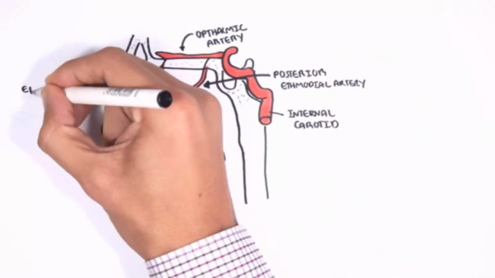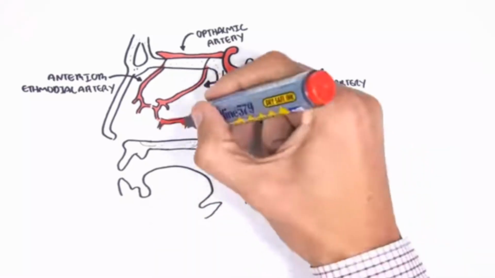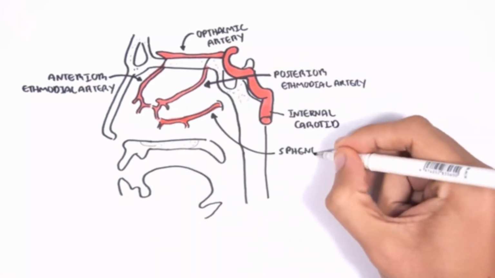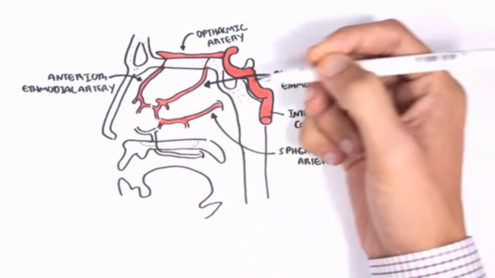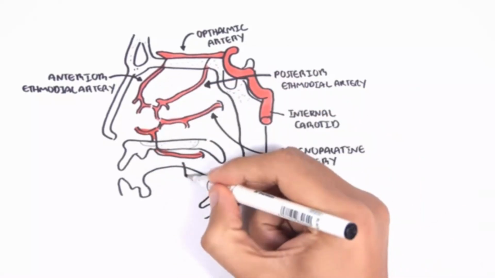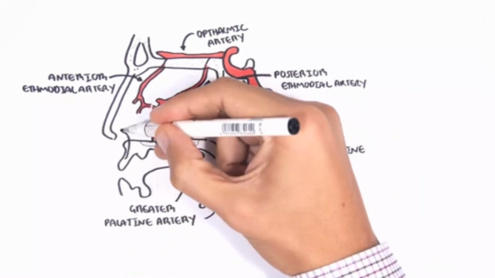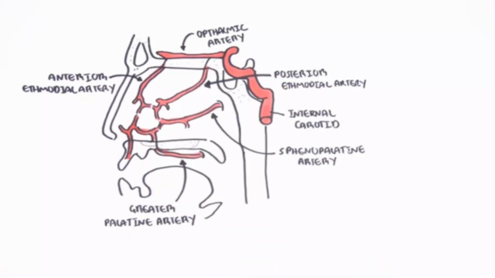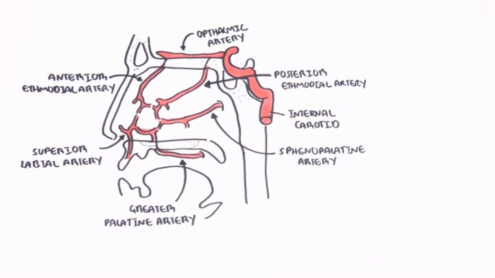The anterior and posterior ethmoidal arteries meet at a section within the nasal cavity and supply blood to this area. The sphenopalatine artery is a branch of the maxillary artery and also connects to this area here. The greater palatine artery is also another branch, a ventral branch of the maxillary artery. Finally, the superior labial artery is a branch of the facial artery and also converges somewhat to the same area.